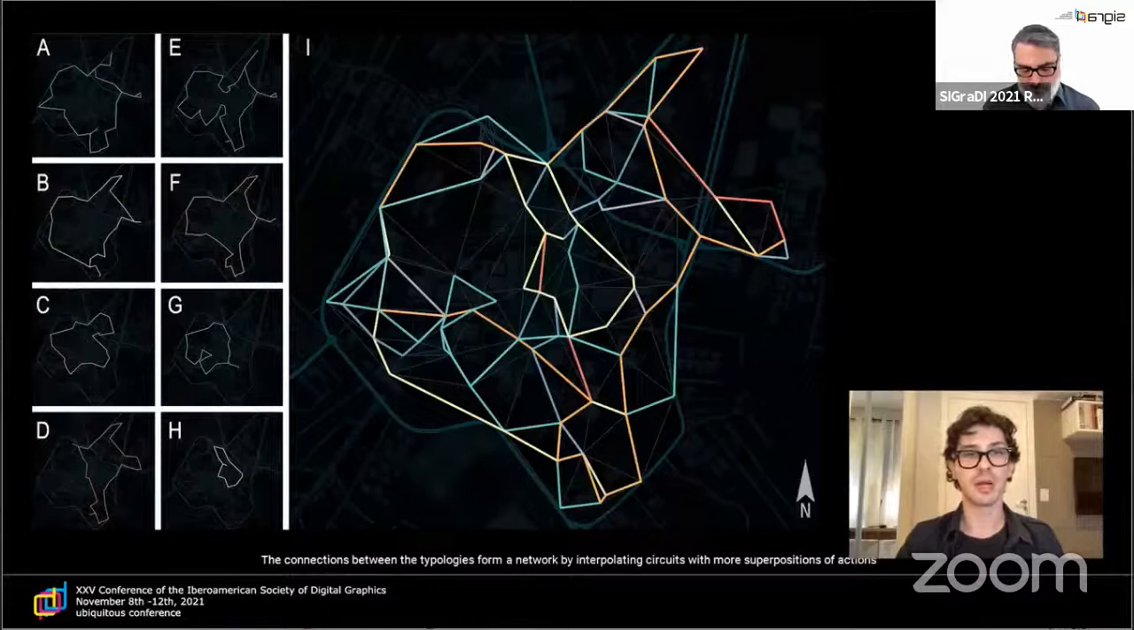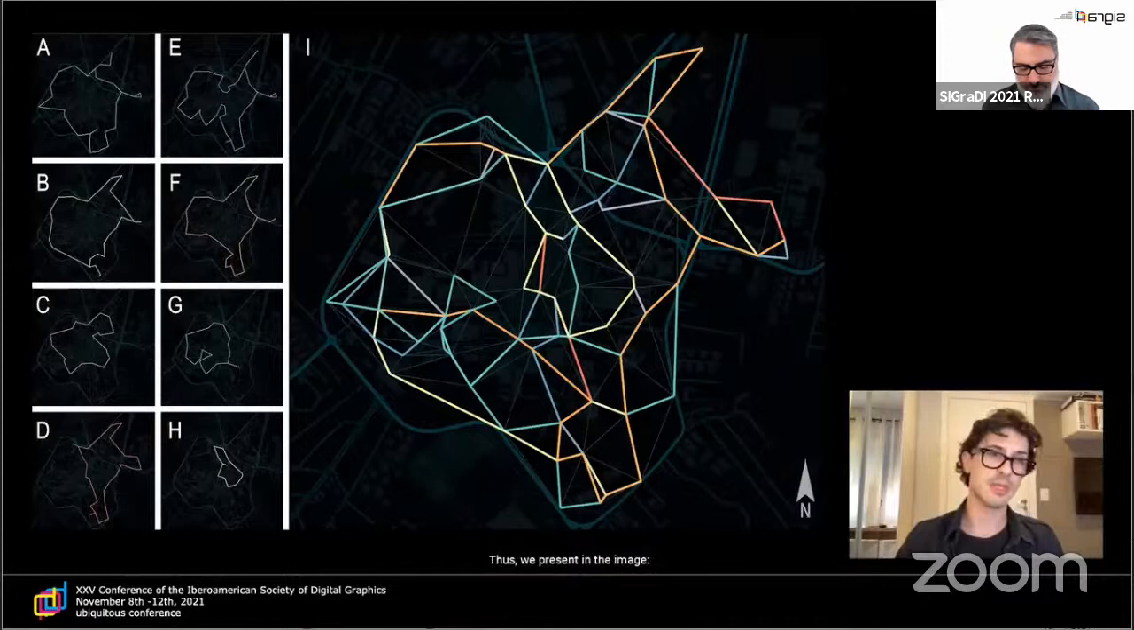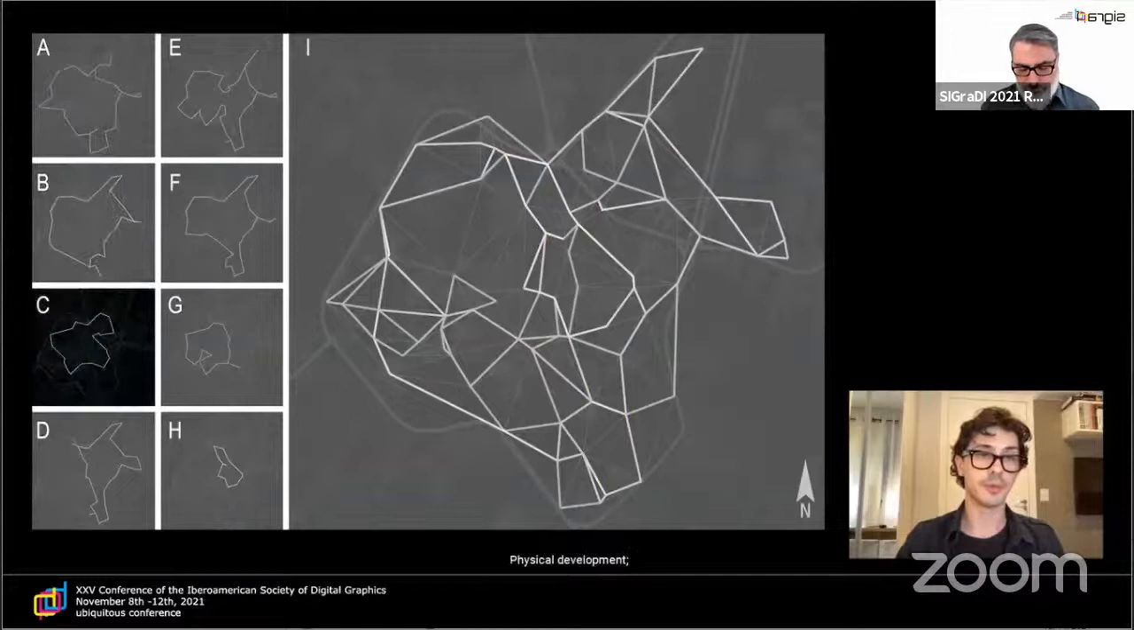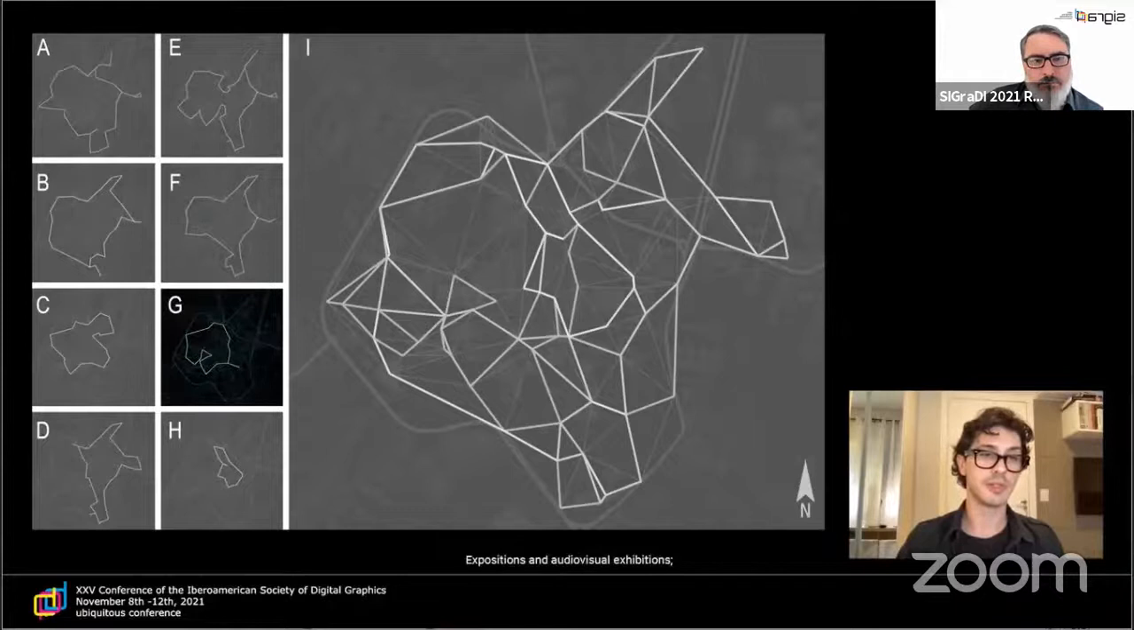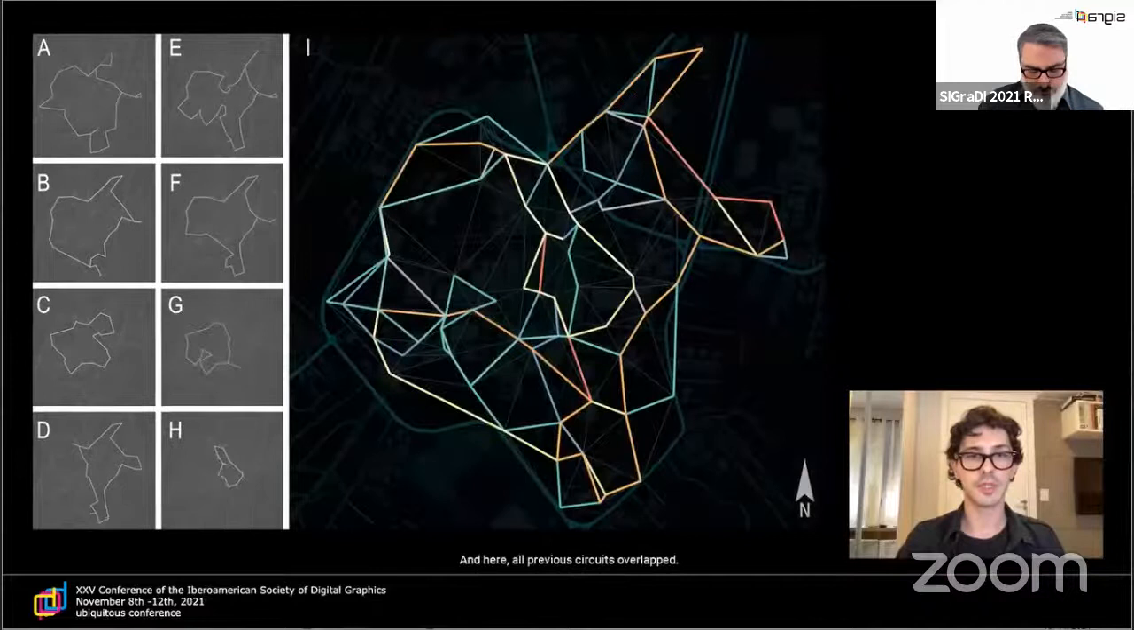de Delaunay. Deste modo, apresentamos na imagem atendimento transgeracional, desenvolvimento físico, cursos e minicursos, competições esportivas, atividades de lazer da comunidade, prevenção e reabilitação cardiorrespiratória, exibições e mostras de audiovisuais, espetáculos e concertos, e aqui todos os circuitos anteriores sobrepostos.